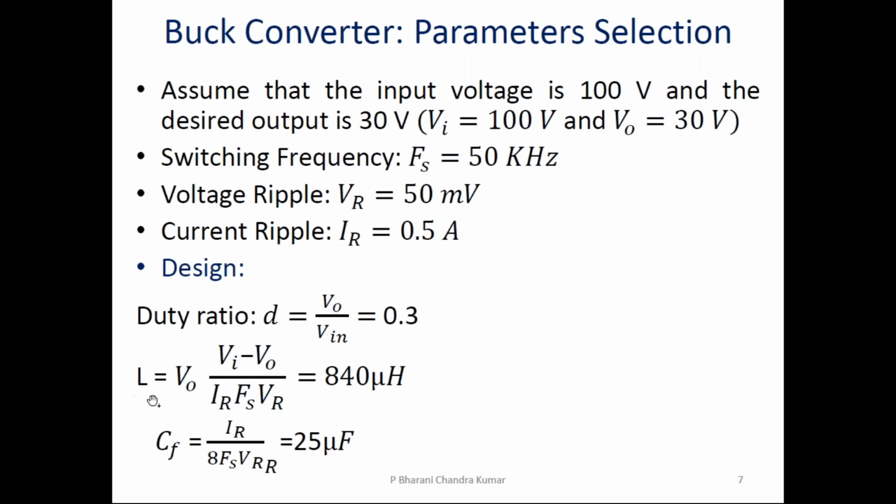I cannot keep on changing the L value, CF value, and so on for my practical system. So for the design, if I want a change in the output voltage, I have to select this L and CF appropriately. So I cannot always keep on changing based upon my desired output. Suppose I want 30, then 40, 50, 60, I cannot keep on changing.